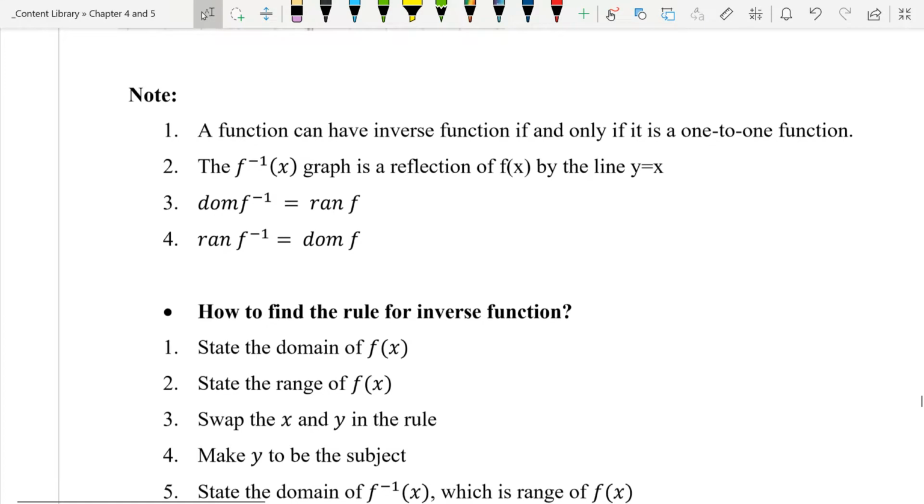Remember, you swap x and y values, so domain becomes range and range becomes domain. All the first elements become the second elements, that's the range, and all the second elements become the first elements, that's the domain. So domain and range swap between the original and the inverse. If you know the domain and range of your original function, you will know the domain and range of your inverse function.